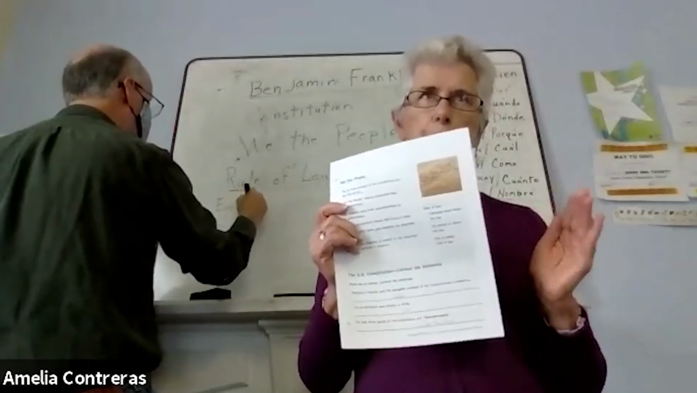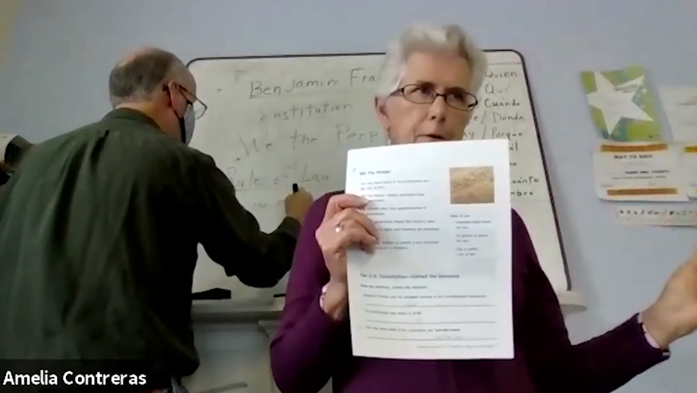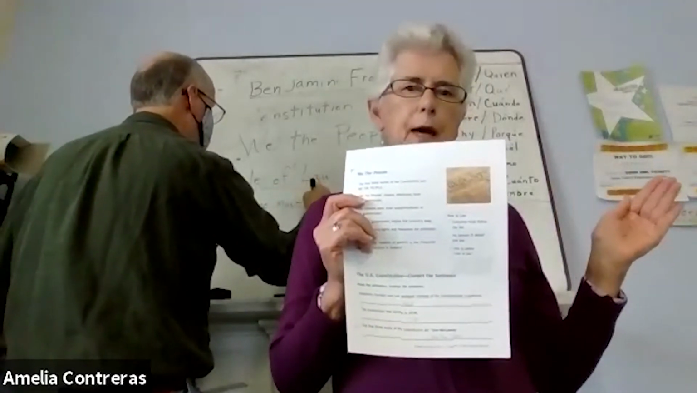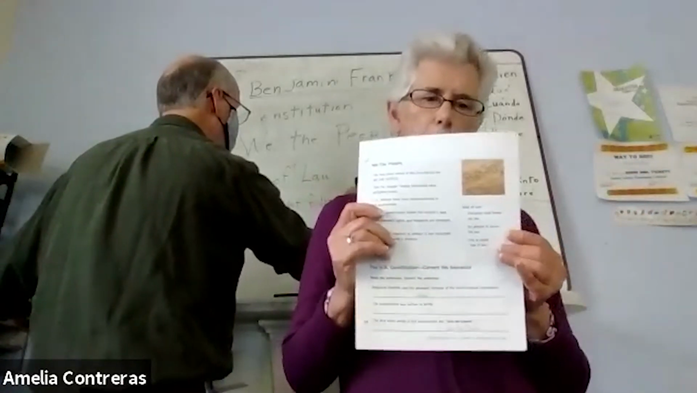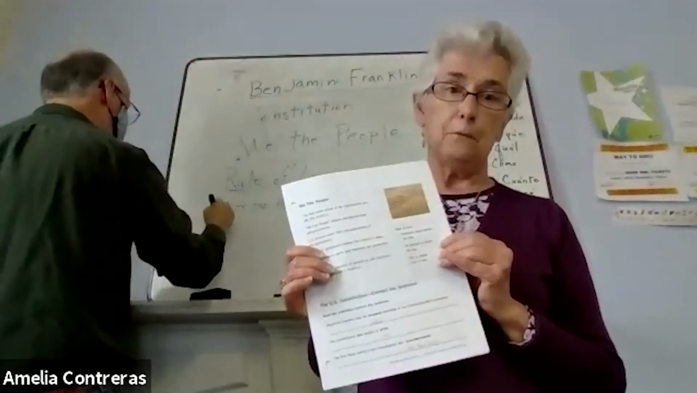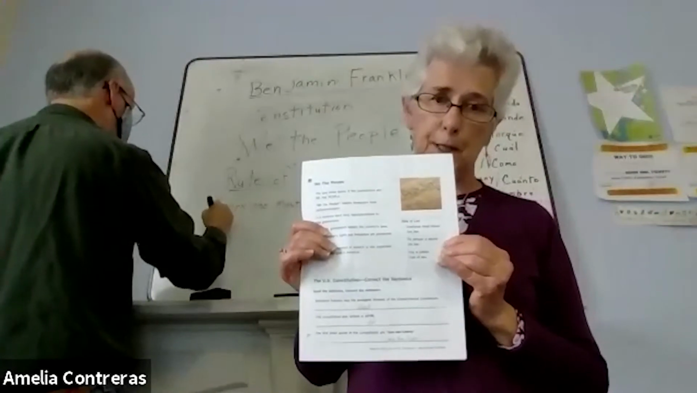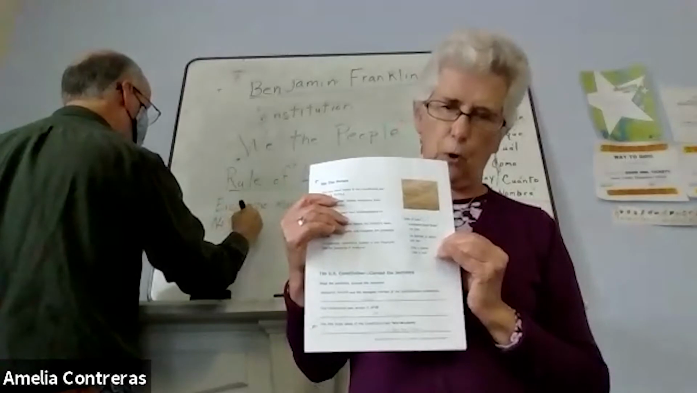So that includes the policemen, that includes everybody in the government. It includes everybody driving down the road. Everybody should be following the law. No person is above the law. So we're all equal in the eyes of the law. This is called the rule of law.